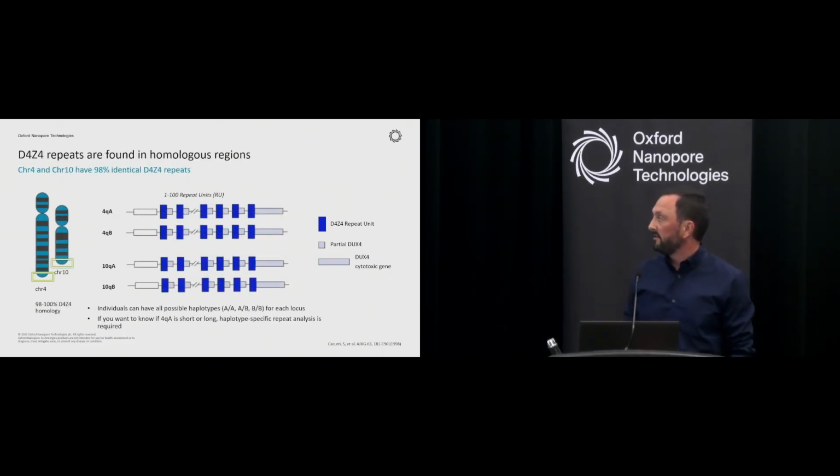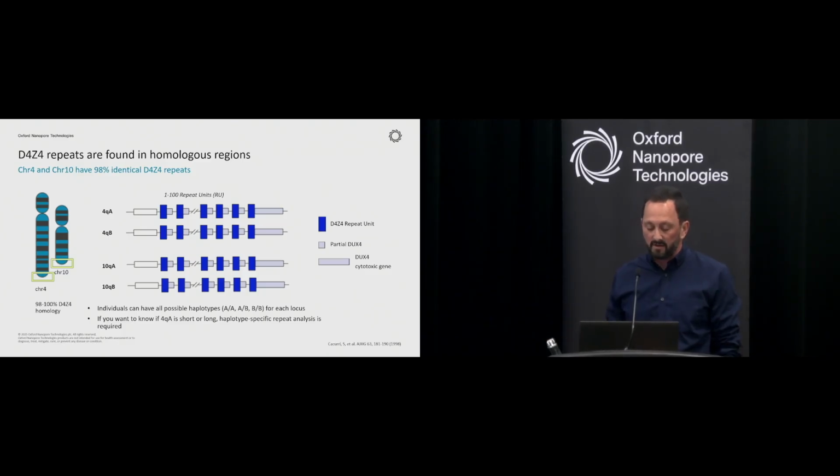To complicate this further, D4Z4 appears all throughout the genome, but it also has a very similar, highly homologous region in chromosome 10, 98 to 100% identical. And the 10q allele also has these D4Z4 repeats. So you really have to know which chromosome you're looking at here, and they're very, very similar. Also, the repeat units between each other are almost identical. So this is a really difficult region to sequence and analyze.